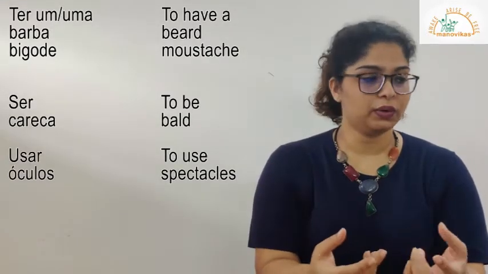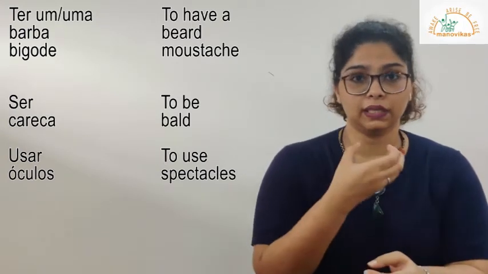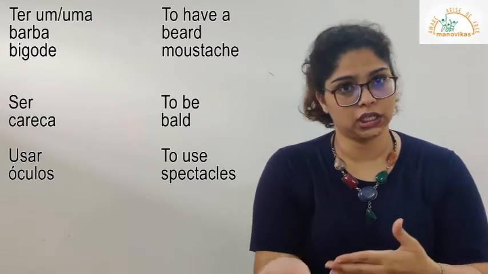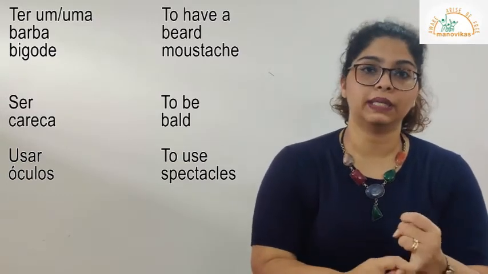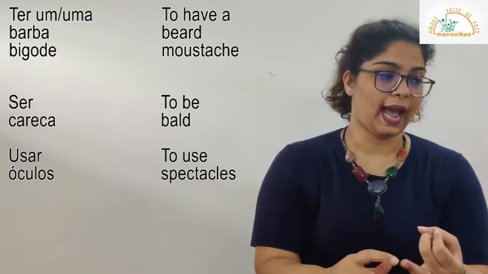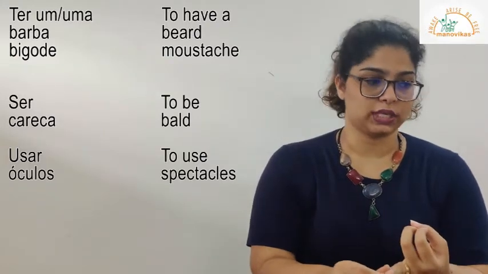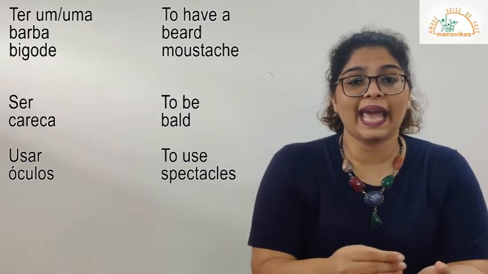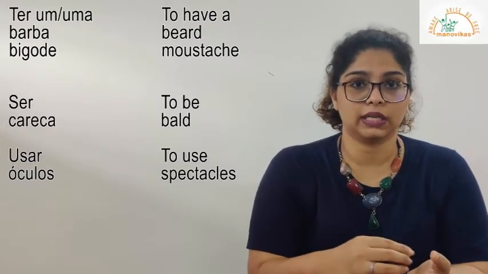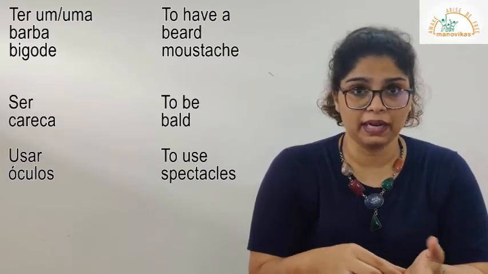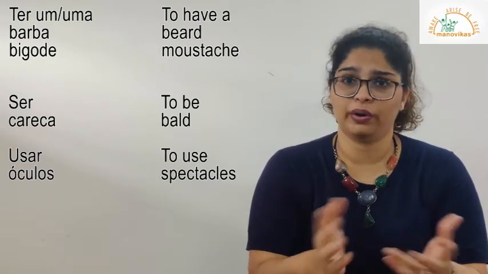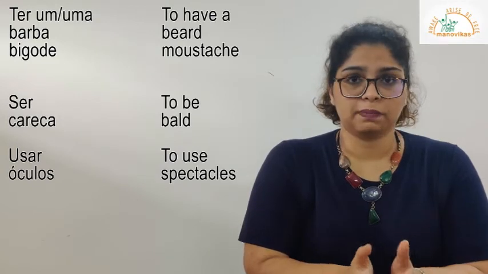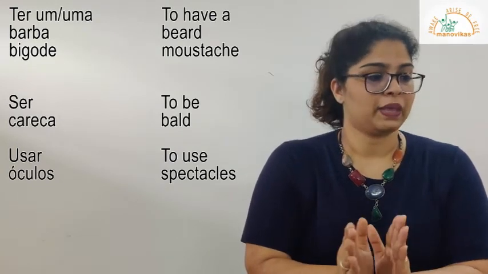The next part is when we are talking about someone having a beard or a mustache. Again you will use ter, to have. Barba here is beard and bigode is mustache. Now, when someone is bald, what do you say? Ele é careca. Careca is used whether she or he is bald. É careca, so it is always preceded by the verb ser.